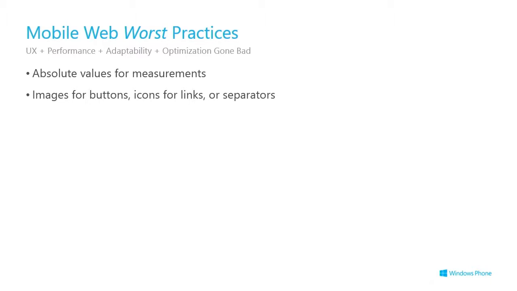Don't use an image for a submit button or icons for links or things like you've done in the past because you want it to look cool. Use the native button. Whichever mobile device you have, it'll give it the look and feel of a native app for that.